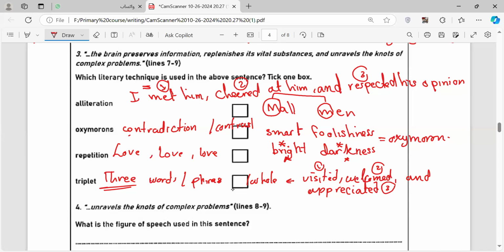Okay, based on these explanations, what technique is used here in number 3? The brain does what? Preserves information, 1. Replenishes its vital substances, 2. And unravels the knot of complex problems. So what is the technique here? Triplets. Exactly. The technique here is triplets.